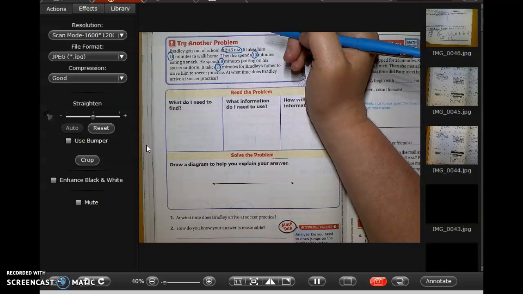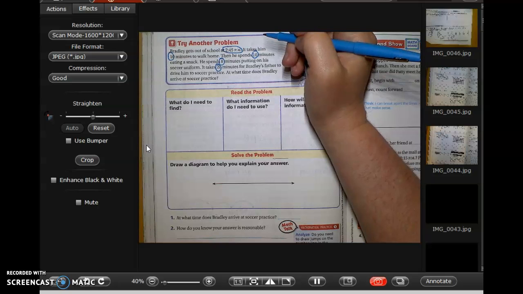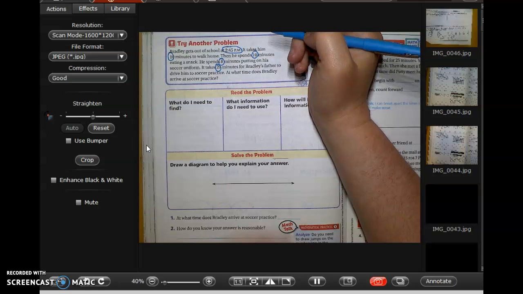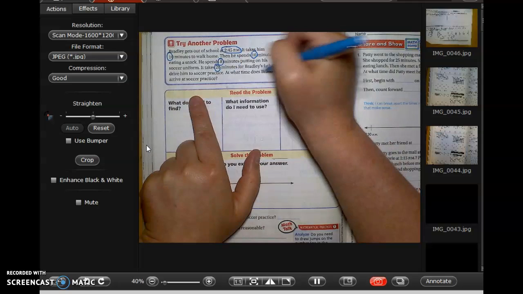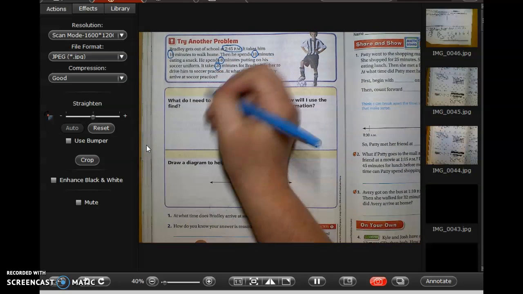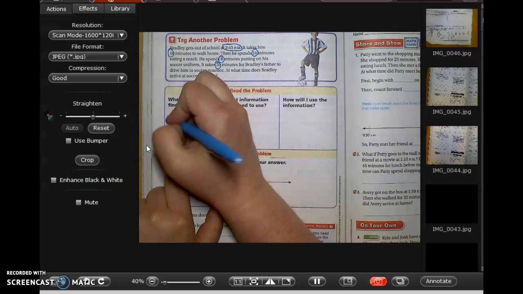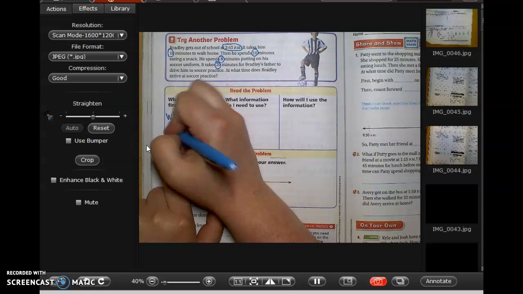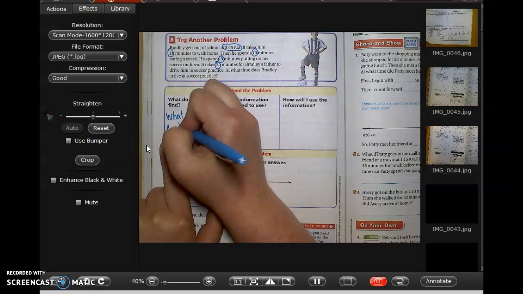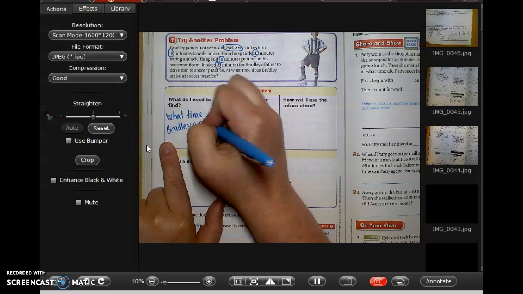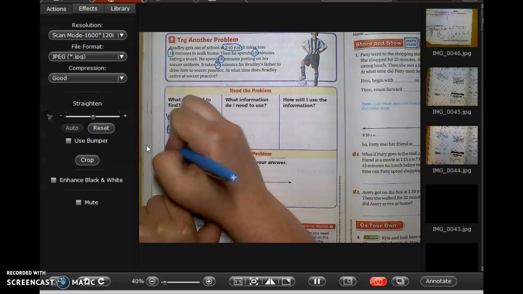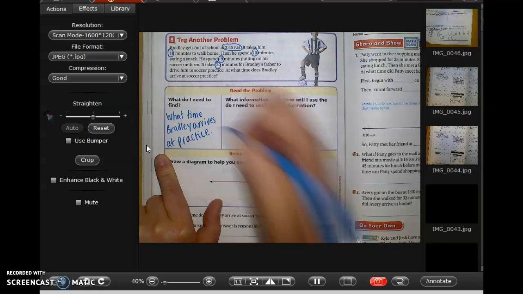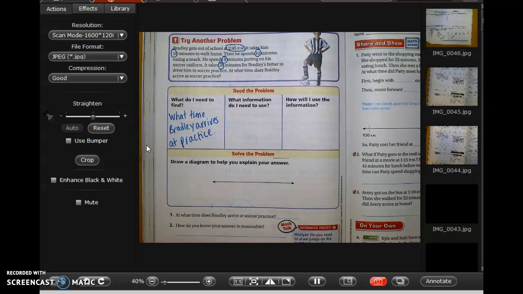So this time, what do I need to find? We need to find what time Bradley arrives at soccer practice. So, what do I need to find? What time Bradley arrives at practice. You can pause your video to write that down.